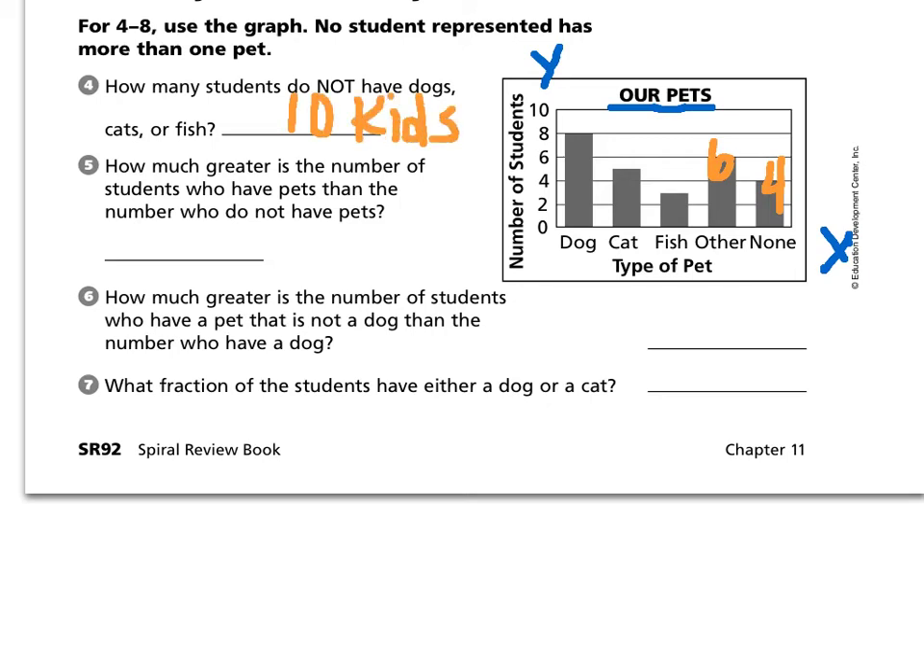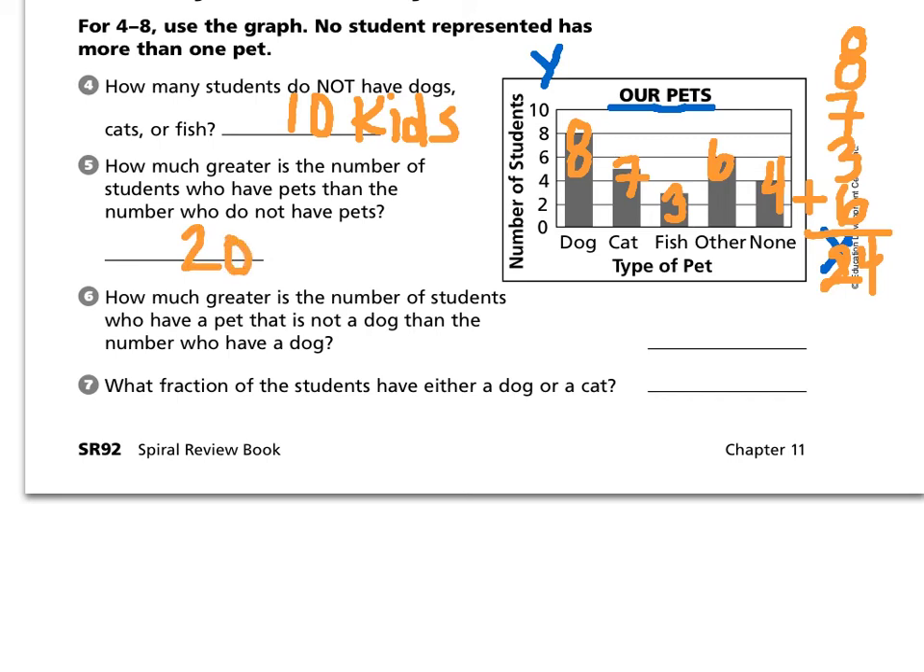How much greater is the number of students who have pets than the number who do not have pets? So I need to figure out how many students have pets. So I'm going to tally these up. I know there are 8 dogs. I know that there are 7 cats. And there were 3 fish and 6 other. So I would add 8, 7, 3, and 6 up. 8 plus 7 is going to be 15, plus 3 more is 18, plus 6 more is going to be 24. That's how many that have pets. And then the ones that don't is 4. So the difference between that is going to be 20.